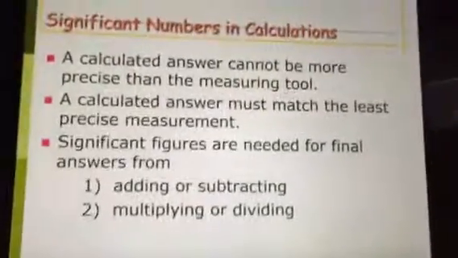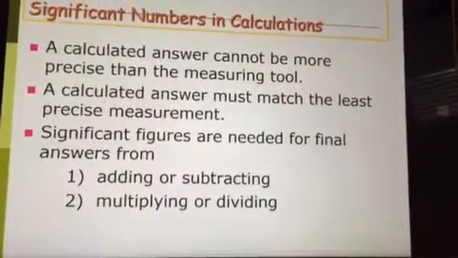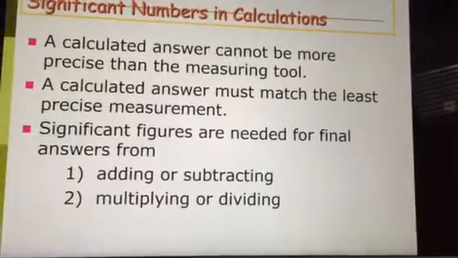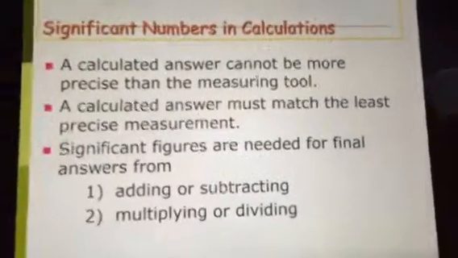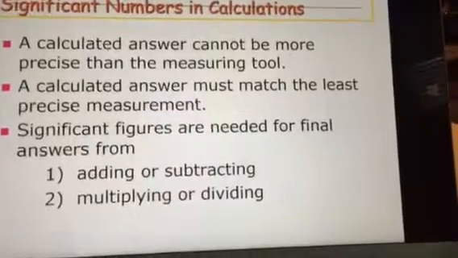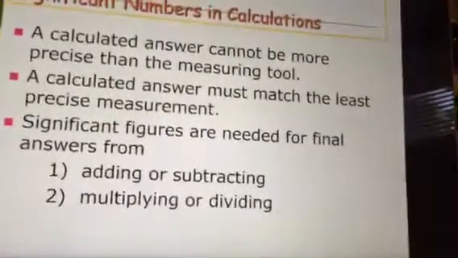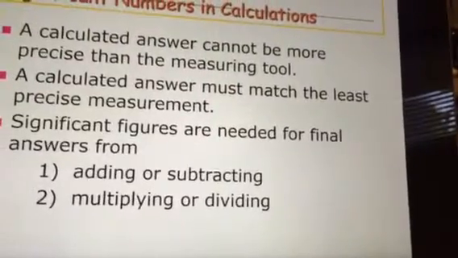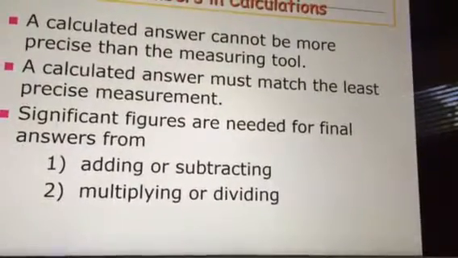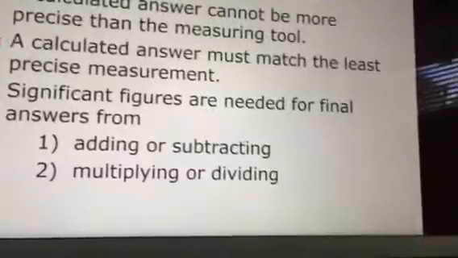We're going to talk about significant figures, numbers, and calculations. A calculated answer cannot be more precise than the measuring tool, and a calculated answer must match the least precise measurement. And so you need significant figures or significant numbers, they're kind of the same thing, for final answers from adding or subtracting and multiplying or dividing.